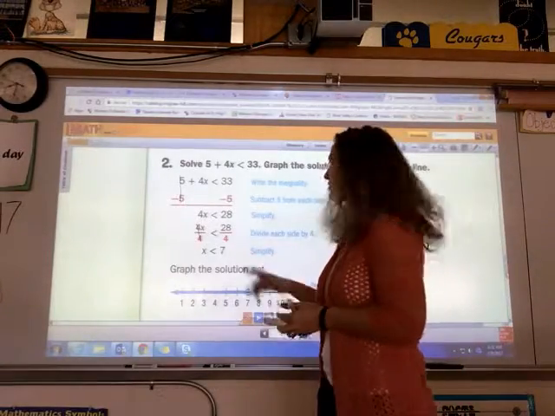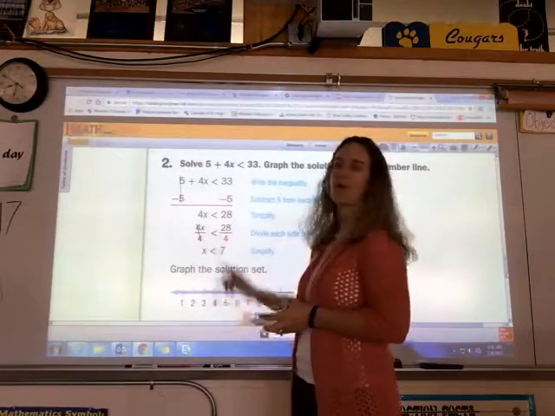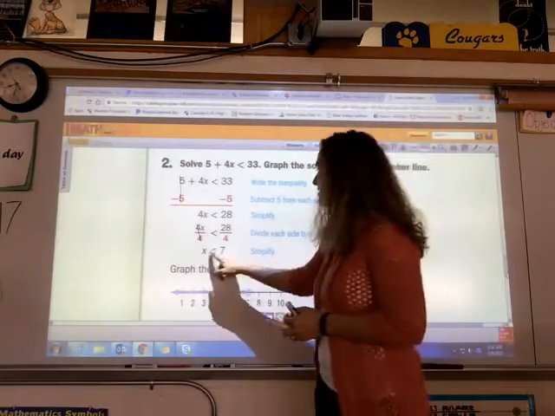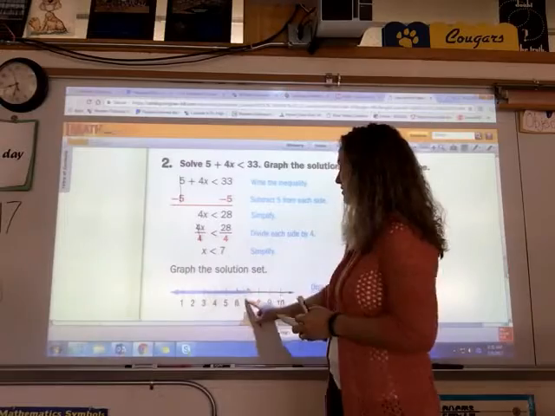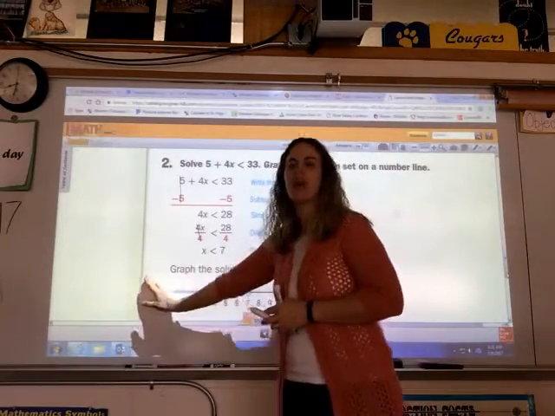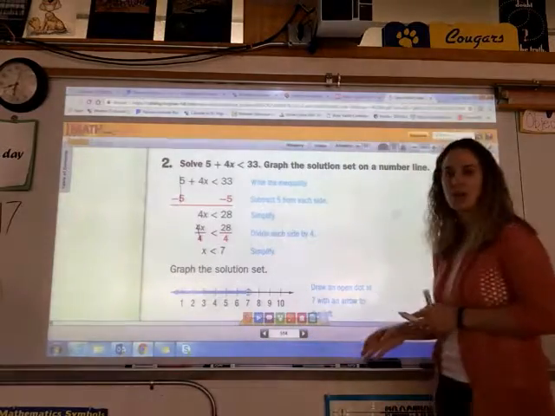One thing before I graph it, just to remind you guys, this is being divided by a positive number, so the inequality symbol is going to stay the same. So x is less than 7. I'm not including 7, so I have an open circle on 7. Numbers less than 7 would be graphed to the left. So you darken in numbers to the left.